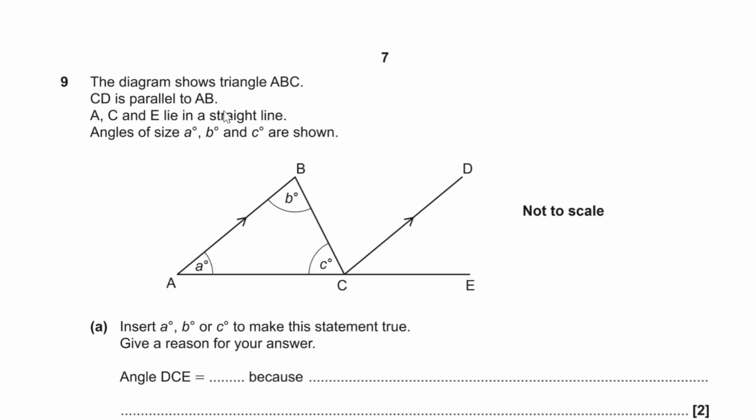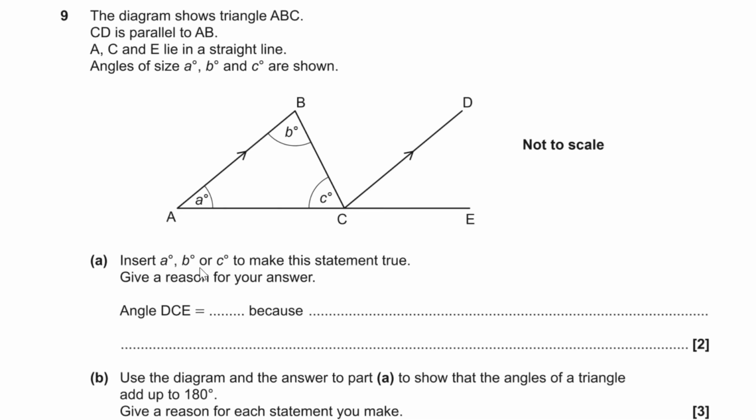Question number 9. The diagram shows triangle ABC, that's what we see here. CD is parallel to the line AB, and that's indicated by the arrows here. ACE is a straight line, and the angles of size A, B and C are shown in this triangle, and we have to insert A degrees, B degrees or C degrees to make this statement true. Give a reason for your answer. Well, we're looking at DCE. This over here is going to be the same as angle A.